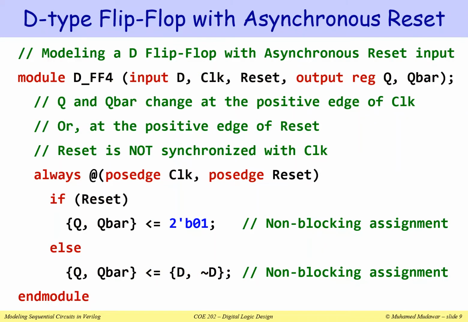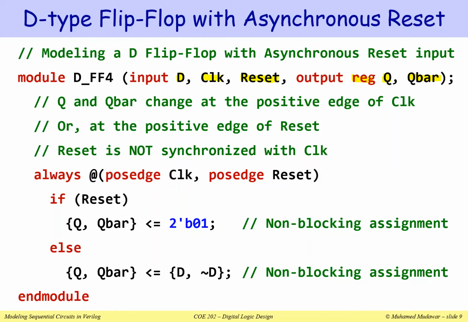Now here is another D flip-flop that has an asynchronous reset input. Again, we have three inputs: D, a clock, and reset. But this time, this reset is asynchronous. It means that we can reset at any time, even without the presence of the clock edge. So we don't really have to wait for the clock edge. We can reset at any time. We have two outputs, Q and Q bar. Again, notice that they are of type register because we are using procedural assignment. So this means that they are variables because they appear on the left-hand side of a procedural assignment statement.